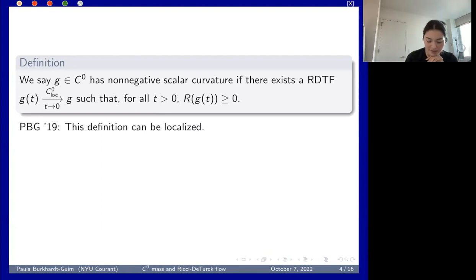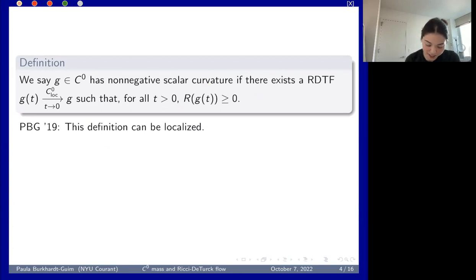Okay, and so this localization is maybe a little bit in the background of what I'll talk about today, but I think maybe saying all the details about this will not be very instructive. But basically, this is a nice notion of non-negative scalar curvature. You can declare that a C0 metric has non-negative scalar curvature if you can find a Ricci-DeTurck flow which for positive times has non-negative scalar curvature. And there's a nice way to localize this. Okay.